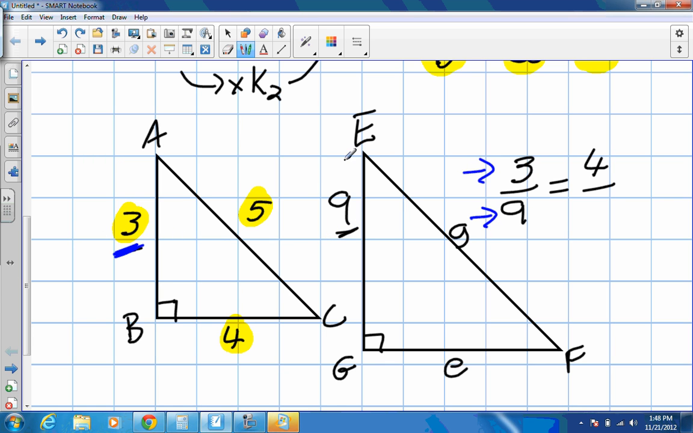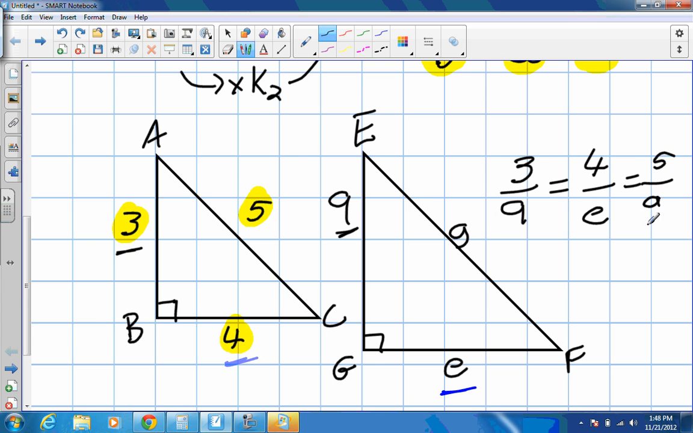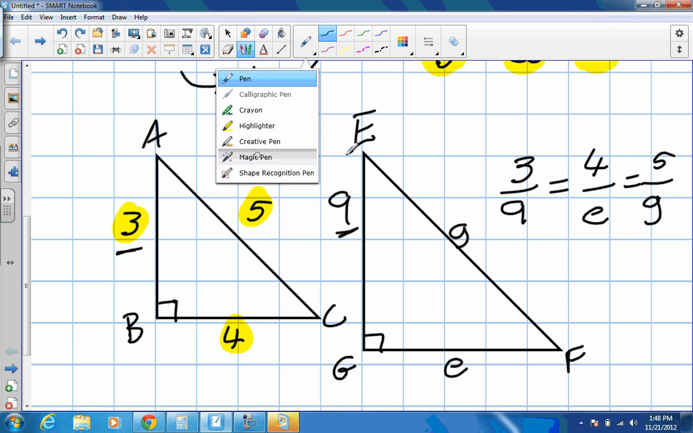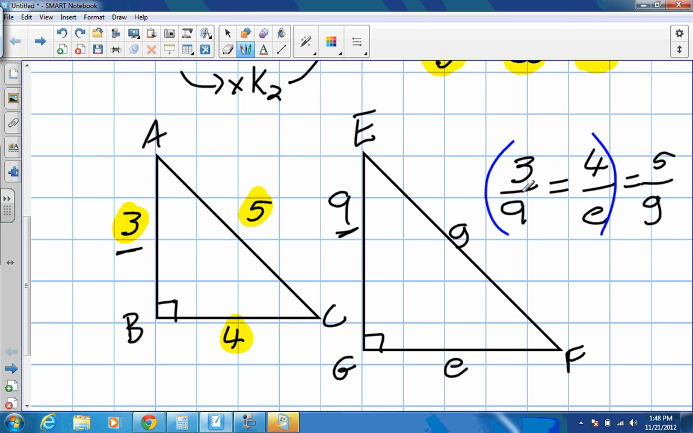4 would correspond to side E, and 5 would correspond to side G. Now, instead of doing what we had done yesterday, remember yesterday we would set this up, then we cross-multiplied to solve for E, and then we did the same thing with G. I'm just going to focus on the one ratio that we do have.